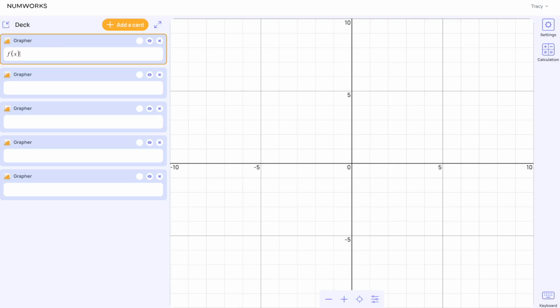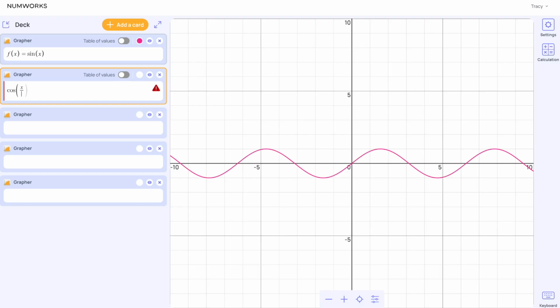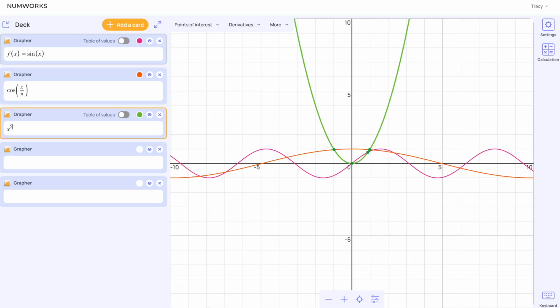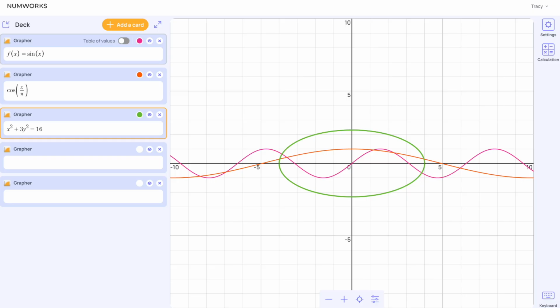For example, let's input the function f of x equals sine of x, the expression cosine of x divided by pi. Pi can be input by spelling pi. The conic section x squared plus 3y squared equals 16. Exponents can be input using the caret key or shift 6.